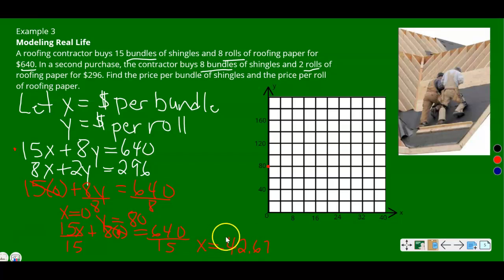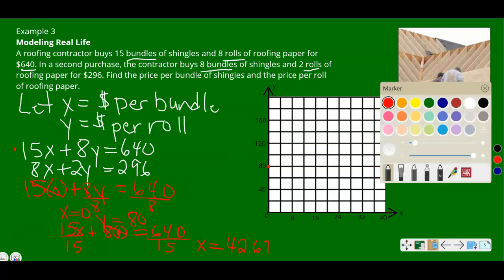All right, so x is 42.67. That's going to be a little bit off our graph when y is 0. So we're going to be just outside of here. I'm going to put a point right there. Should have made my graph just a little bit bigger, but that's okay. Let's see what we can do, see if we can work with this.